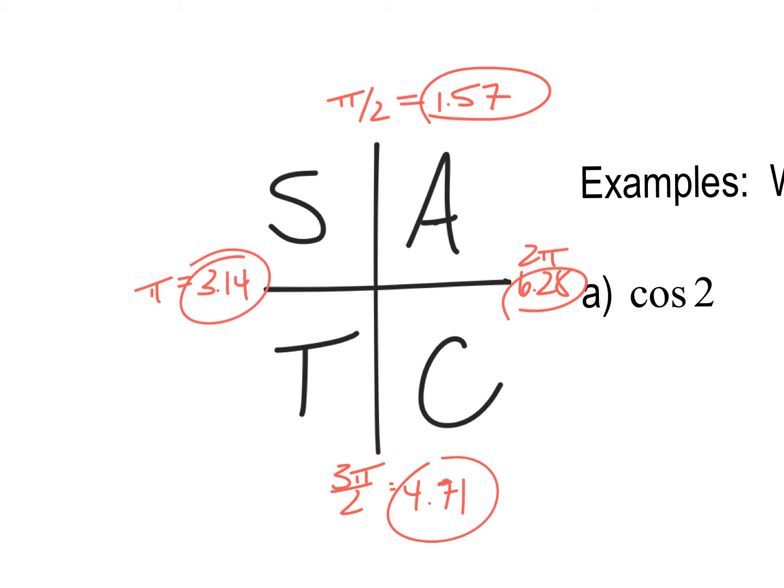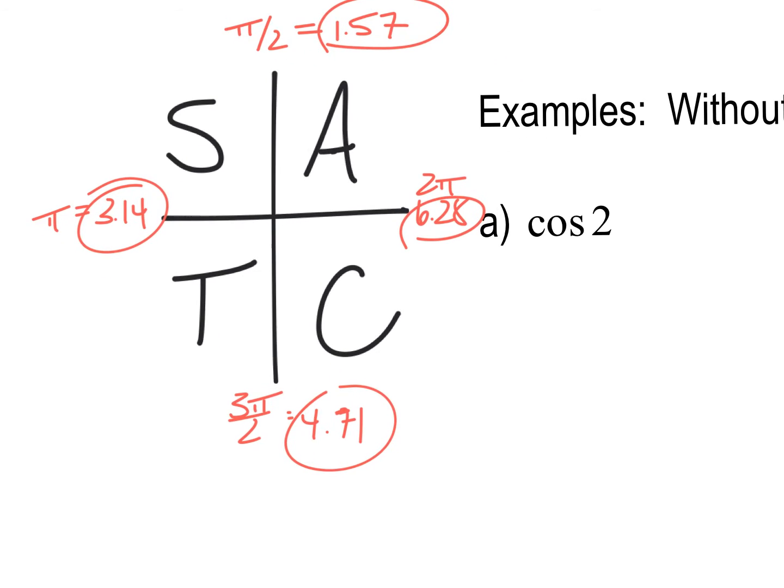And that is going to help us figure out whether the cosine of 2 is positive or negative. So think about where 2 radians would fall. At 90 degrees, it's 1.57 radians, but at 180 degrees, or pi, it's 3.14. So the integer 2 is somewhere in the second quadrant. And in the second quadrant, the cosine is negative. That's how we're going to be thinking about these problems.